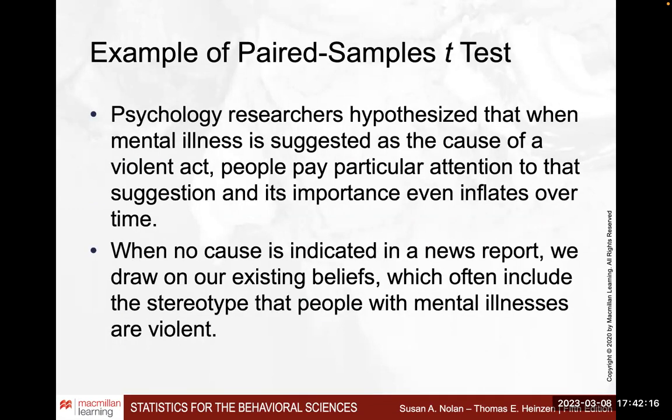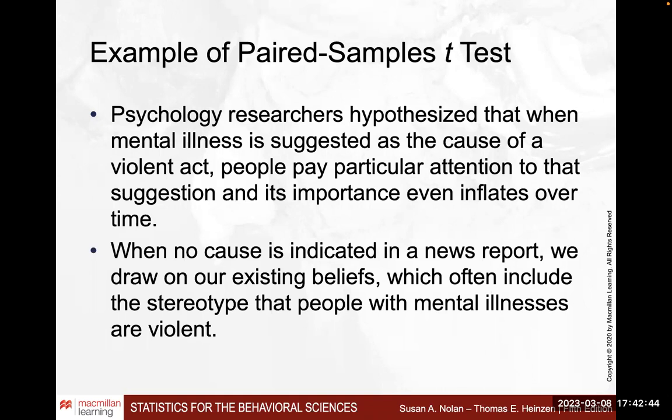Psychology researchers hypothesize that when mental illness is suggested as the cause of a violent act, people pay particular attention to that suggestion, and its importance even inflates over time. So the idea here is that somebody reads a newspaper article and people will remember it more vividly if it's a violent act in combination with mental health.